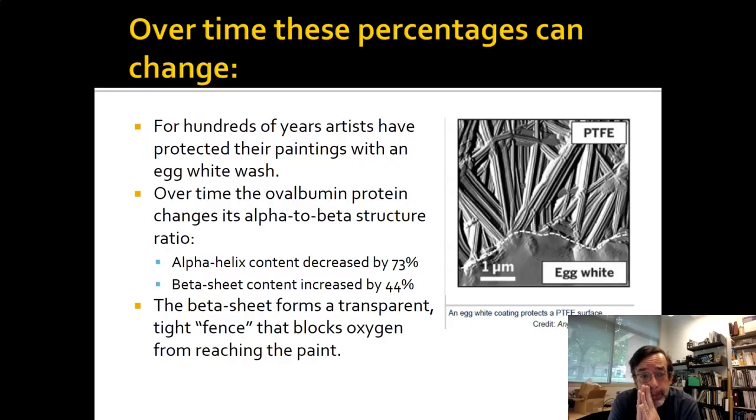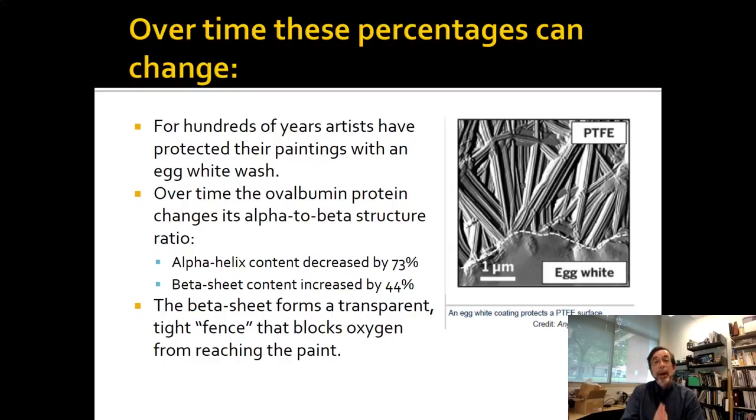It's natural varnish. You start with ovalbumin protein, which is a mostly alpha helical protein. So you paint that on the painting, and it's mostly alpha helical in that clear egg layer. Now, over time, if you look at old paintings, they don't have as much alpha helix content. It has decreased by 73%, and beta sheet content has increased by 44%. In other words, as those strands dry out and harden over time, they turn more into beta strands, and those combine into beta sheets.